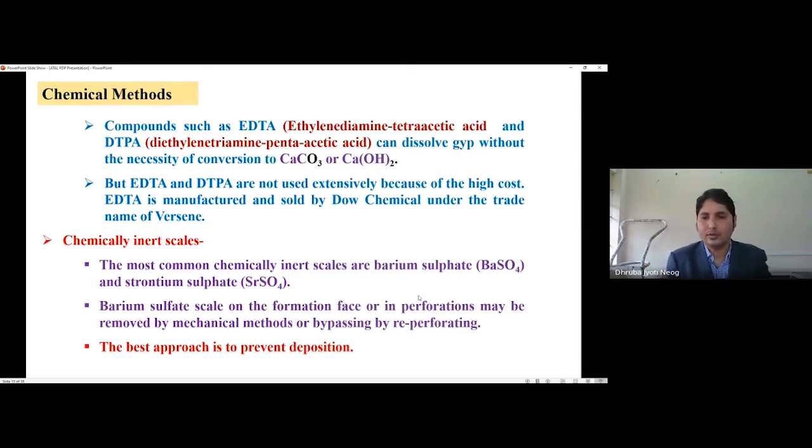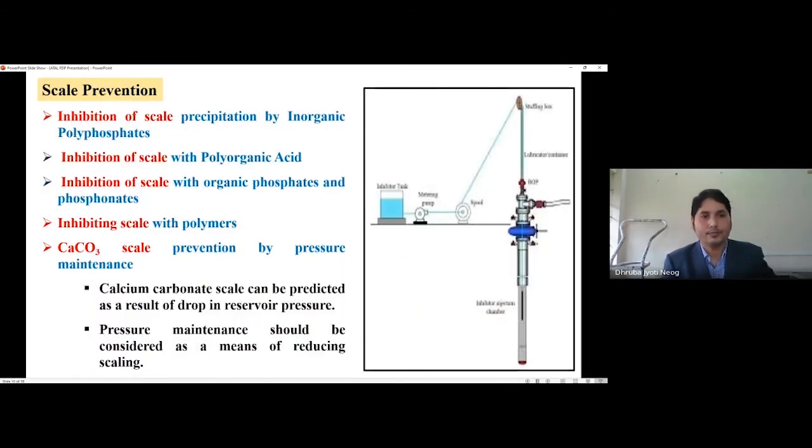Chemically inert scales are scales like barium sulfate and strontium sulfate. Barium sulfate scale on the formation face or perforation may be removed by mechanical methods because it cannot be dissolved. Therefore, mechanical methods are applied to remove those deposits using different cutters, or sometimes if those deposits take place inside the perforation, bypassing the perforation in the well is the most preferable method.